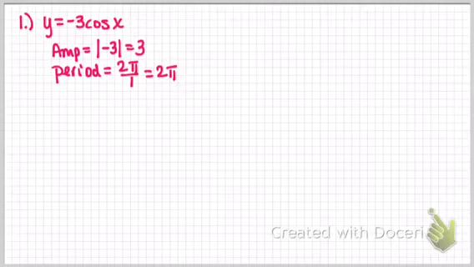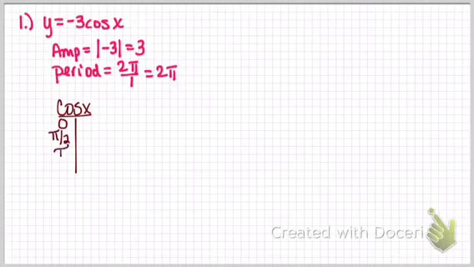All right, so remember our parent function is cosine. And so cosine has a table 0, pi over 2, pi, 3 pi over 2, and 2 pi. And remember, it starts up at the top, so it starts at 1, goes down and comes back up.